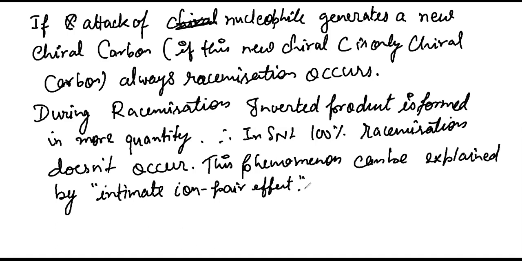What does it mean? What happens really? Let's say your carbocation is generated. Now the carbocation will undergo nucleophilic attack, and this nucleophile generates a new chiral carbon. If that is the only chiral carbon, you will always see that racemization is going on. Now what happens during racemization? The inverted product is formed in major amount.